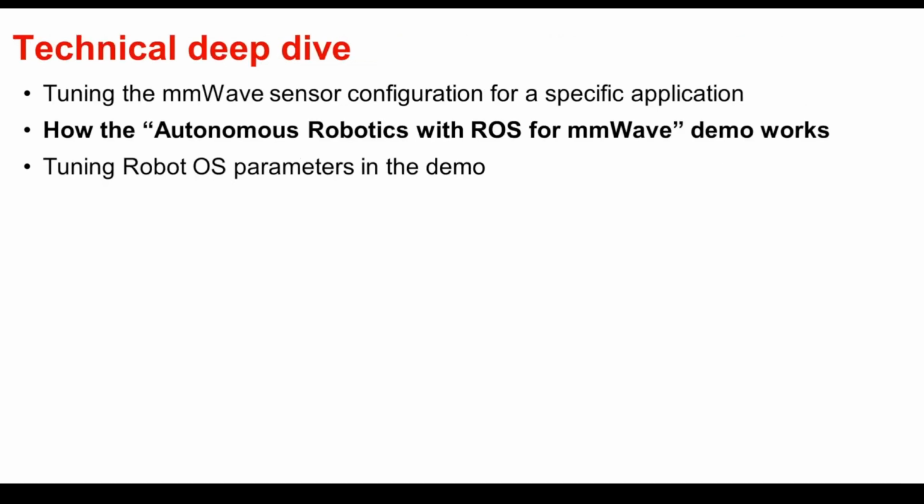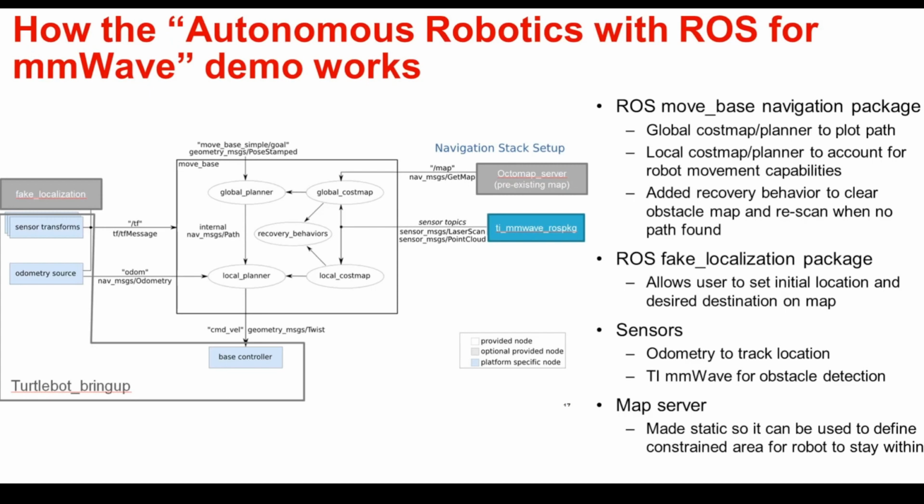Now let's take a look at the major components inside the Autonomous Robotics with ROS for mmWave lab to understand how it works internally. The figure on the left shows the major components in the Autonomous Robotics with ROS for mmWave lab. The central block is the ROS MoveBase navigation package, which is part of the ROS standard navigation stack. Within the MoveBase package are several subcomponents.